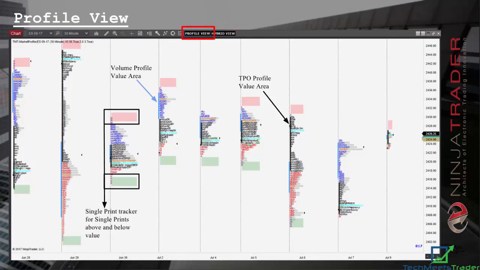Here's what our software looks like for the NinjaTrader 8 platform. Here we can see the profile view. In profile view, we see a TPO profile with letters and a volume profile laying behind the TPOs. We can see the TPO value area. We can see the volume profile value area. And we could also see a single print tracker, which tracks the single prints that are above and below value.